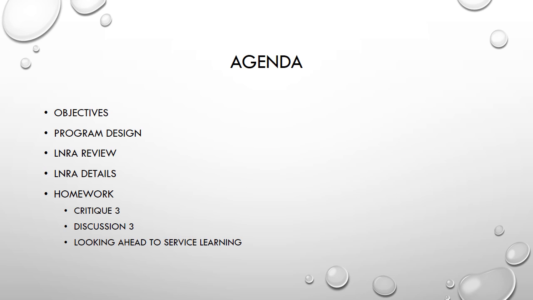Alright, so our agenda, we're going to go over our objectives for today. We're going to talk about your program design. We're going to review learning needs and resources assessments briefly. We talked about those last week. We're going to go over the details of your LNRAs, how you're going to make your actual LNRA to hand out at your agency. Then we're going to go over your homework in a lot of detail, critique 3, then discussion 3, and then looking ahead to your service learning hours.